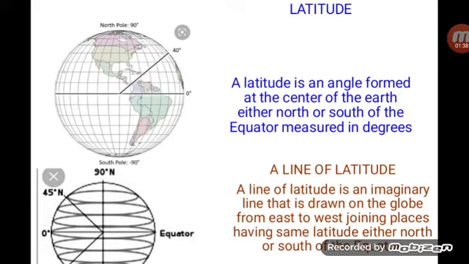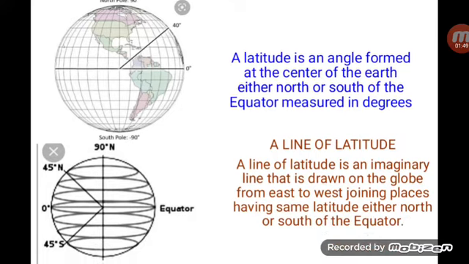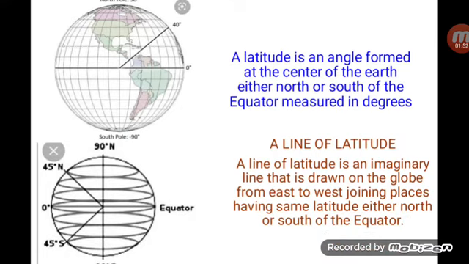So then what is a line of latitude? A line of latitude is an imaginary line that is drawn on the globe from east to west, joining places having the same latitude either north or south of the equator. So what does this mean?